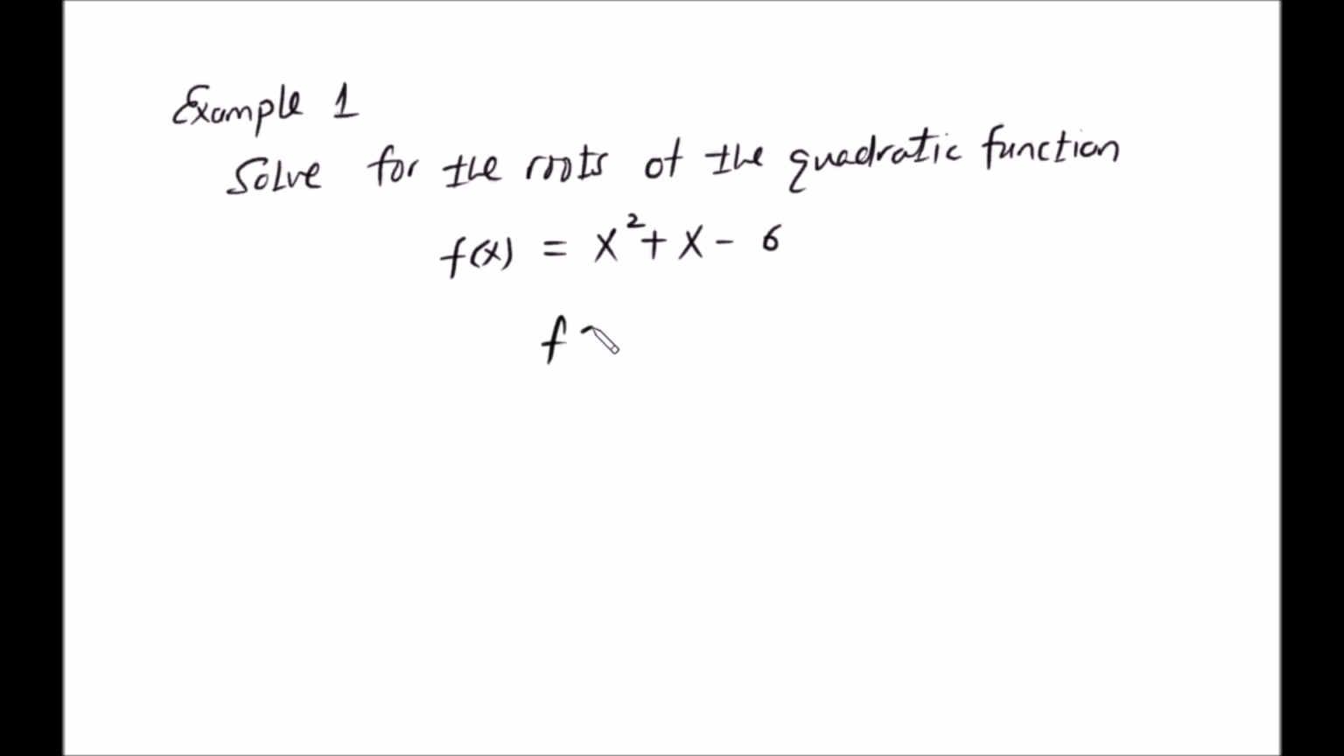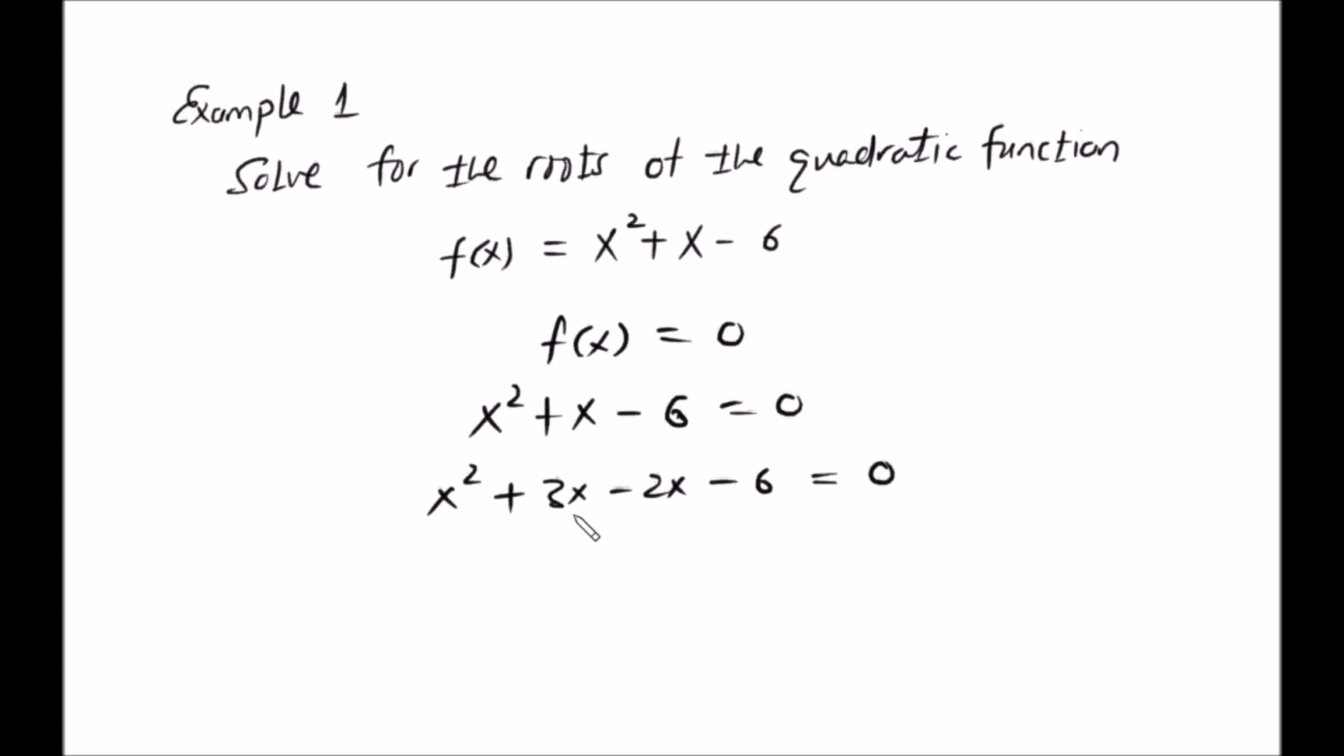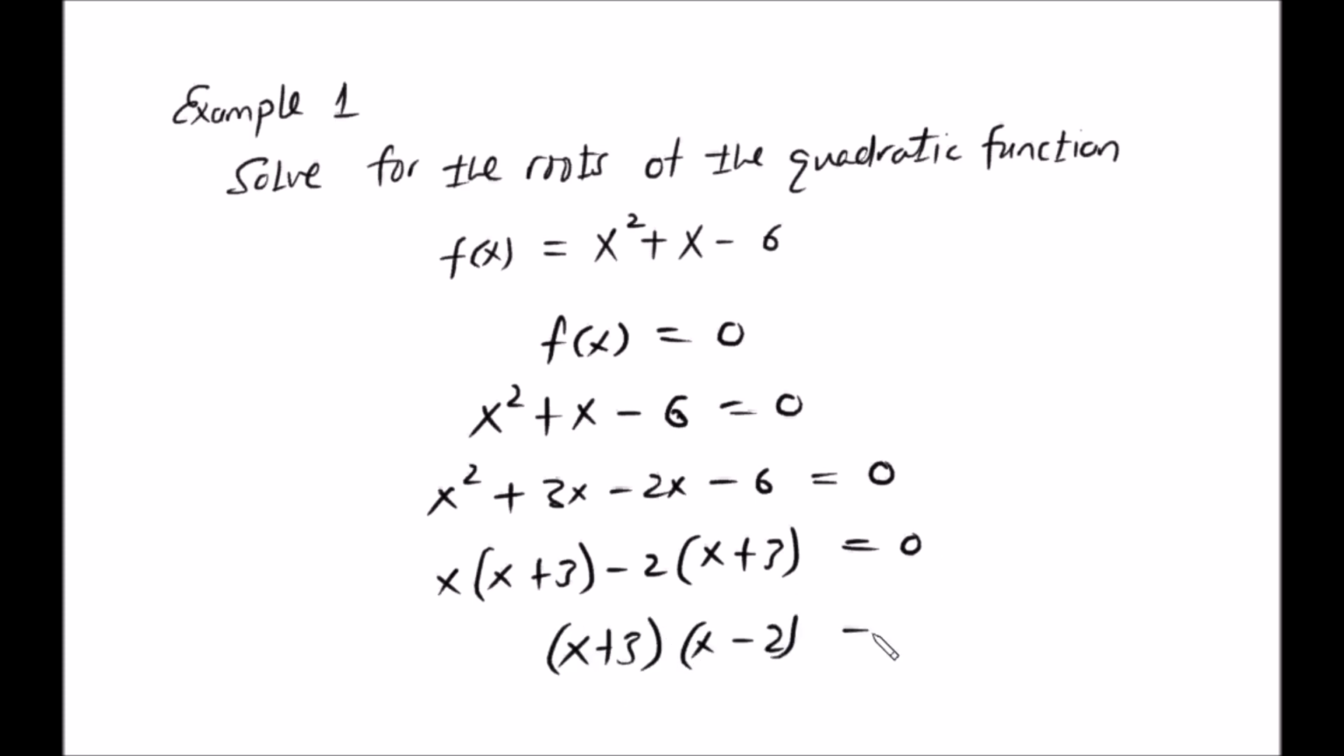So a root must satisfy the equation f of x equals 0. Meaning x squared plus x minus 6 is equal to 0. So that is equal to x squared plus 3x minus 2x minus 6 equals 0. Yeah, 3x minus 2x returns x. So if I factor out x I remain with x plus 3, and if I factor out negative 2 I remain with x plus 3. So we have x plus 3 times x minus 2 equals 0.